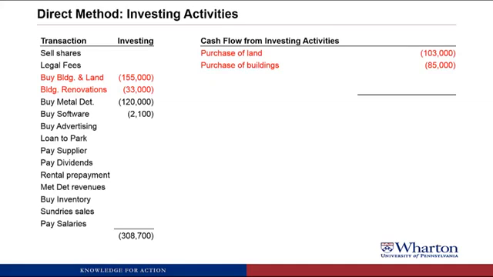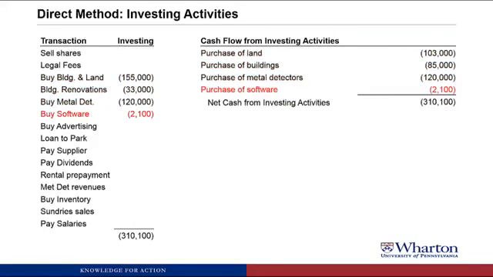So we have purchase of land for $103,000, purchase of buildings $85,000. We purchased metal detectors of $120,000 cash, and purchased the software, which is a long-term asset, $2,100. Add them all up, we get net cash outflow from investing activities of $310,100. This section will go on the final cash flow statement.